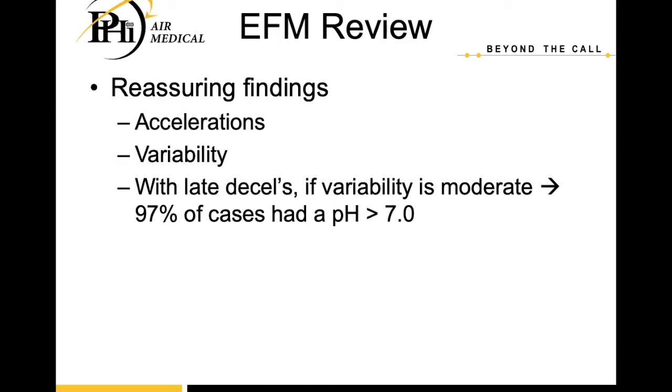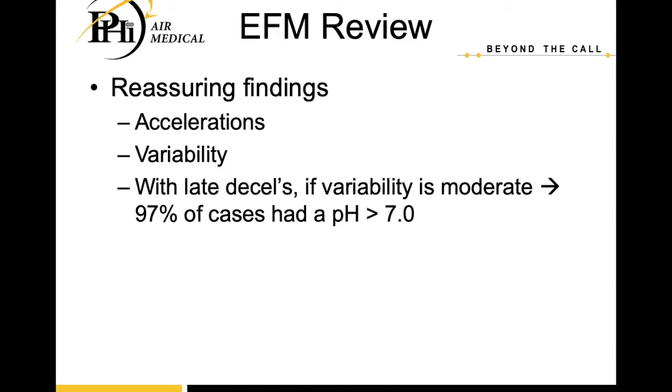So we've talked about baseline, we've talked about accelerations and decelerations, and we've talked about variability. So the two biggest reassuring findings on an EFM are the presence of accelerations. That ensures that the fetus is typically not going to be acidotic, and moderate variability. It shows you that there's a mature and functioning nervous system.